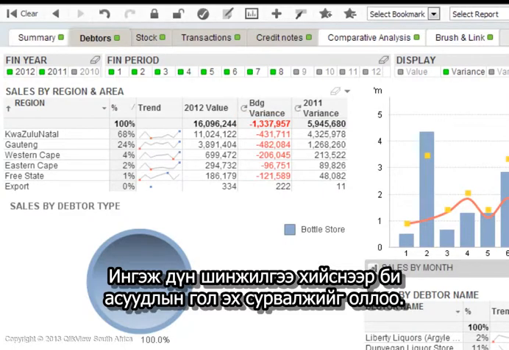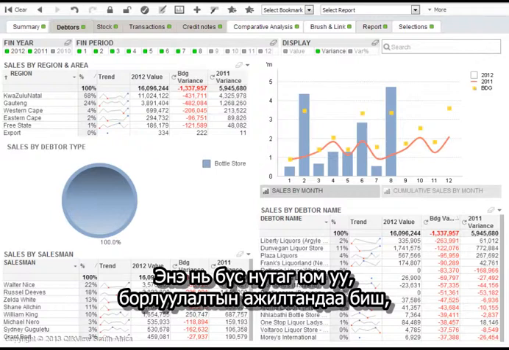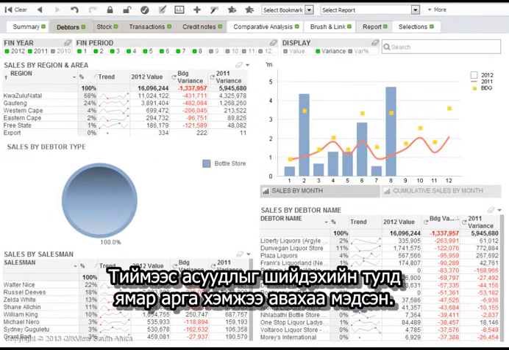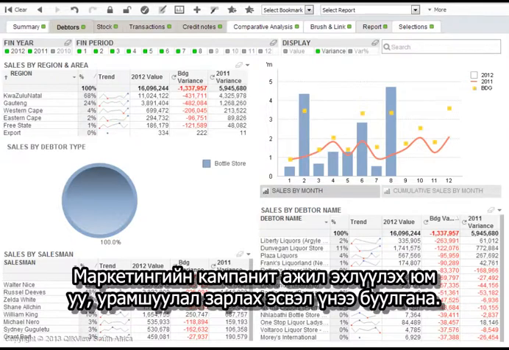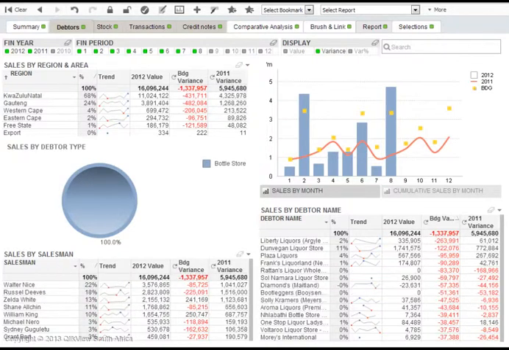Through business discovery, I have managed to determine that the main source of my problem in SA is a product, the VO brandy, and not a salesman or a region. I am now in a position where I can take action to address this problem. I can start a marketing campaign, activate promotions, or reduce the price. If I manage to reverse this downward trend by just 10%, I will increase revenue by over 1 million rands.